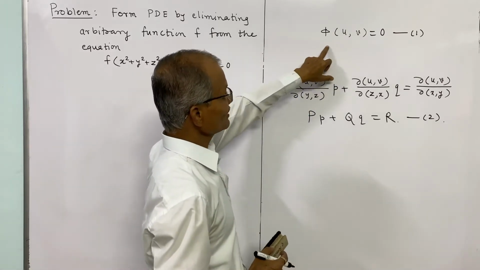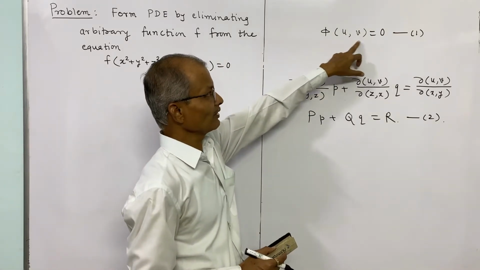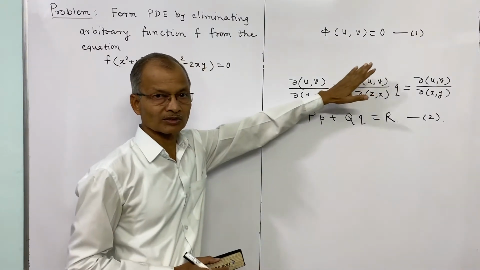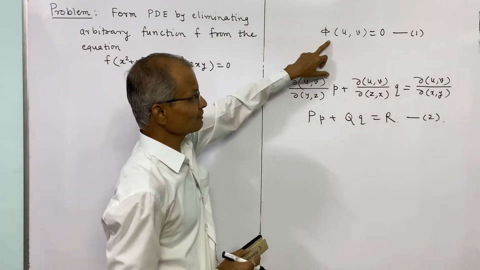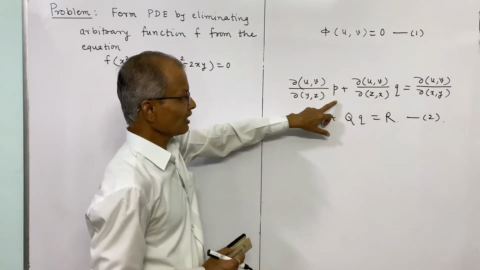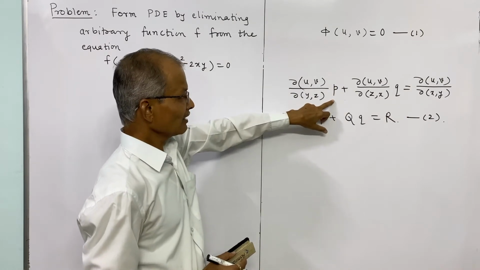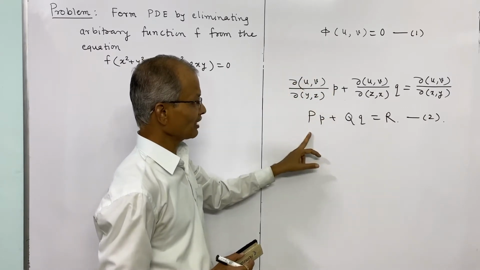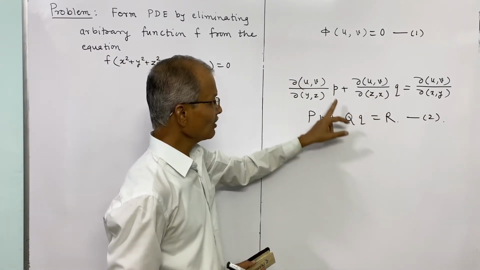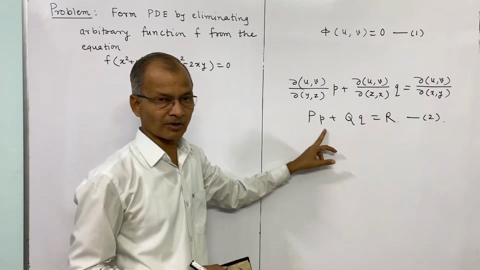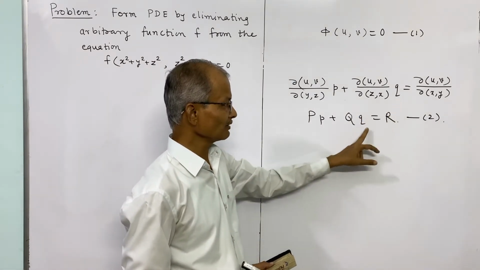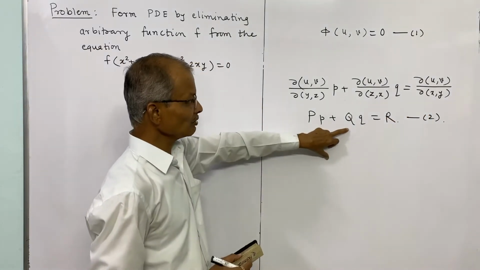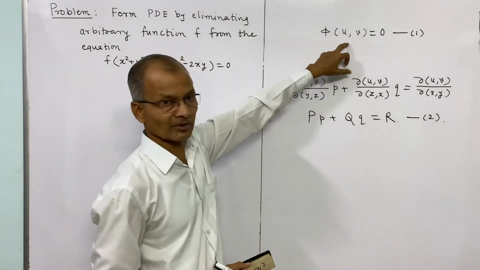Now, if this is a relation phi of u and v is equal to 0, and phi is an arbitrary function where u and v are also functions of x, y, z, by differentiating this partially with respect to x and y, we arrived at this equation. And these are Jacobians. We denote this Jacobian by capital P, this by capital Q. Small p is the partial derivative of z with respect to x, small q is the partial derivative of z with respect to y, and this Jacobian is denoted by R. So equation 2 is a partial differential equation of relation 1.